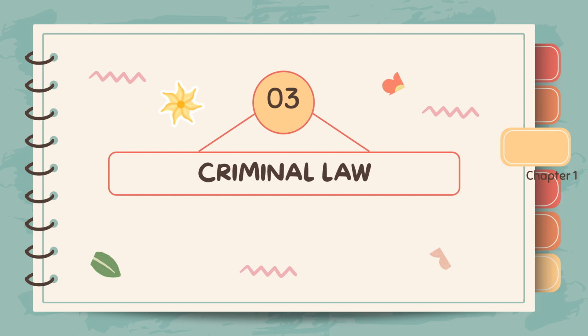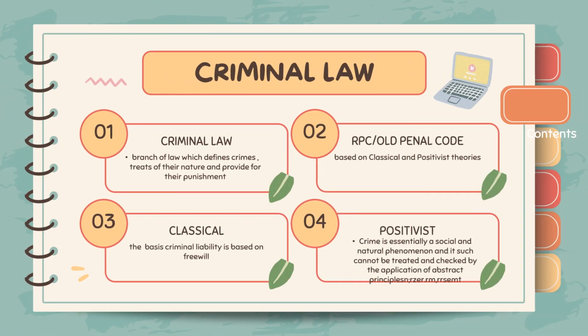This is lesson 3. As we all know, criminal law is a branch of law which defines crimes, treats of their nature, and provides for their punishment. So our revised penal code is based on classical and positivist theory. The old penal code is the name of the present revised penal code. This is created under Act 3815, and as you'll know, the revised penal code has these two prominent suppositions.